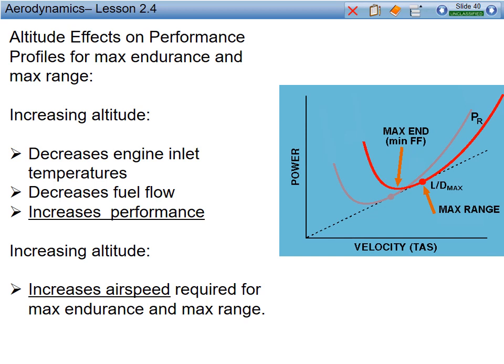Altitude effects on performance profiles. Increasing altitude will cause a decrease in engine inlet temperatures. This decrease in temperatures causes a decrease in fuel flow. Due to the increase in altitude, the fuel will become more efficient due to colder temperatures. Your power lever will increase. Your airspeed required to fly will increase. However, it will still decrease your fuel flow requirement, thereby increasing your amount of time in the air and the amount of distance that you can go, increasing your overall performance.